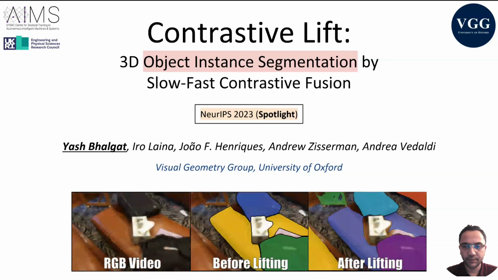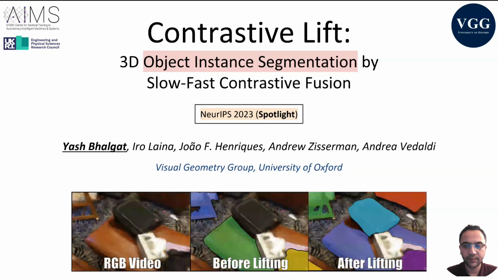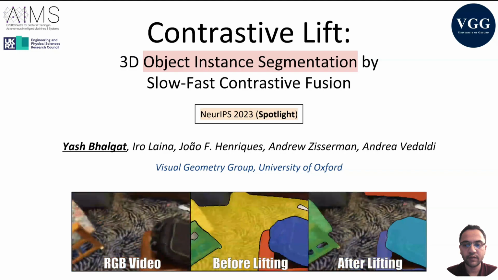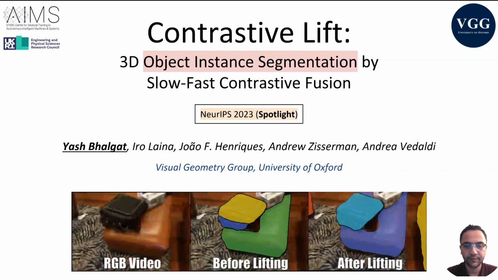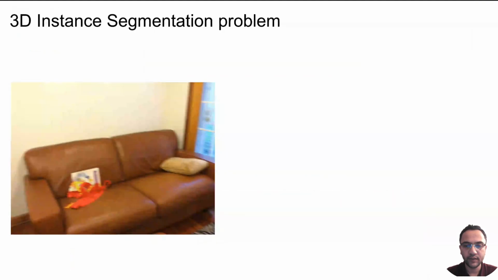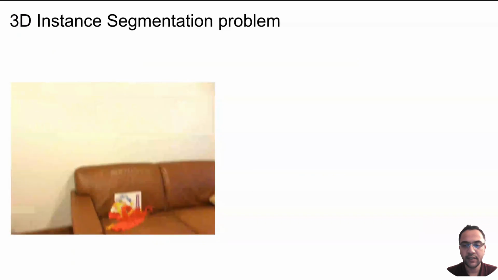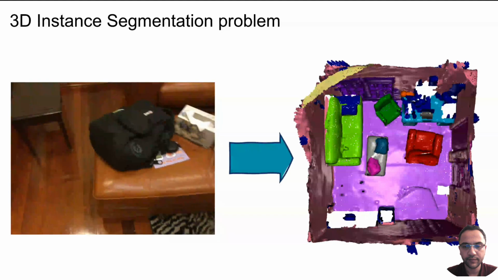Welcome to our presentation. We present Contrastive Lift, a 2D to 3D lifting method for 3D object instance segmentation. Consider this video sequence of a static scene. How can we obtain a 3D segmentation of all the objects in the scene?